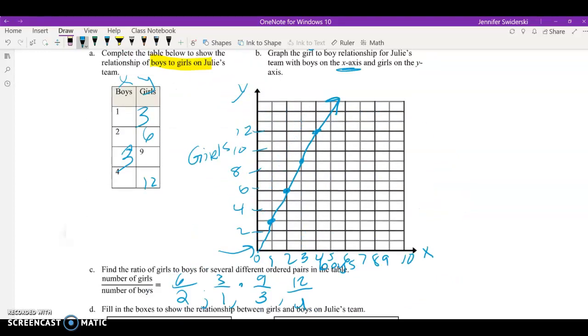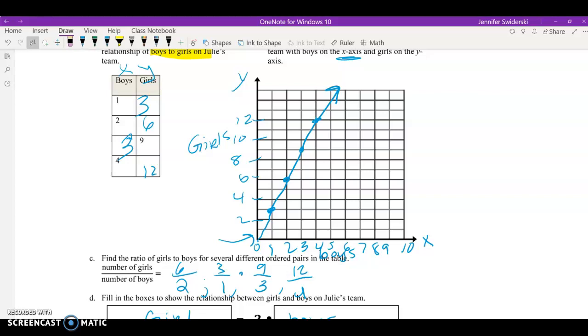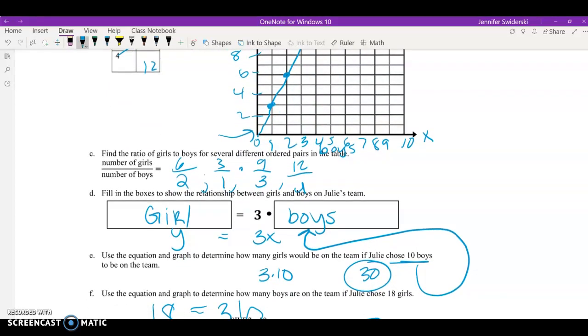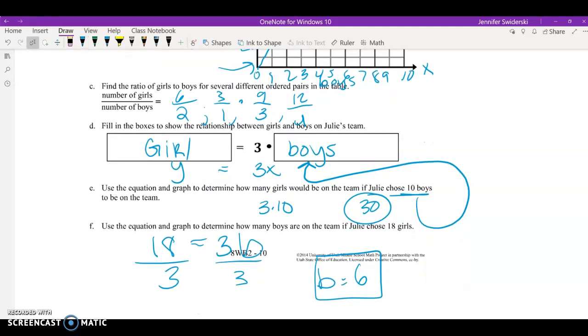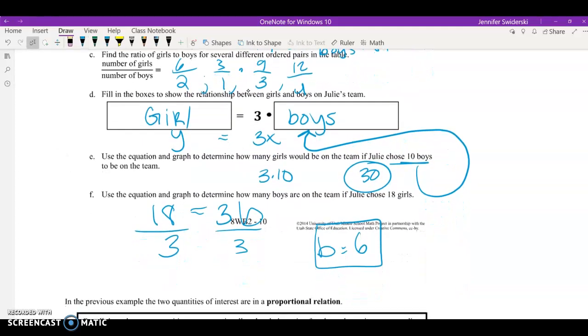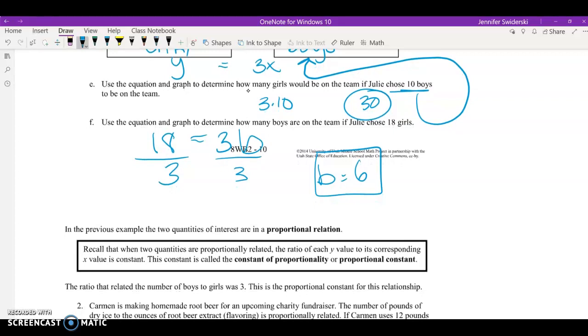So in this chapter, we're going to be doing a few things. We'll be filling out tables. We'll be graphing, labeling our x and y axis. We'll be solving for equations and setting up equations, and then plugging numbers in for real-world situations.